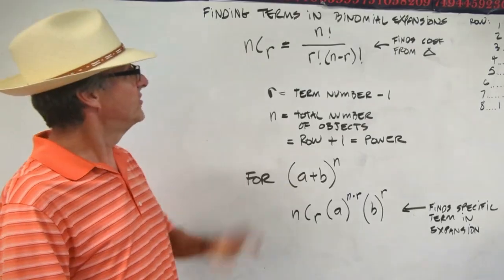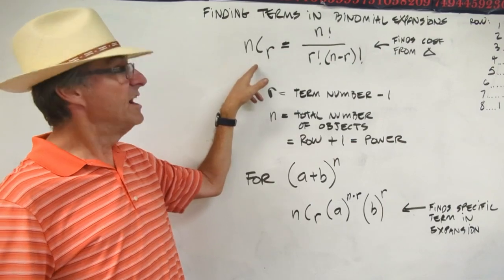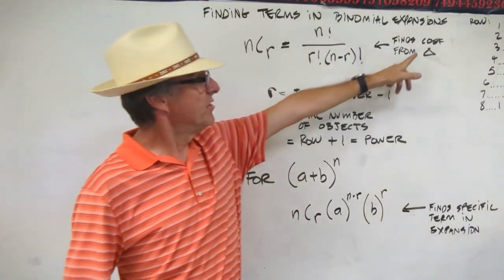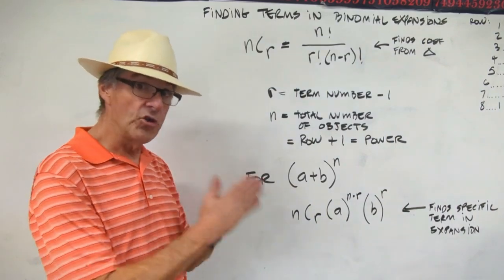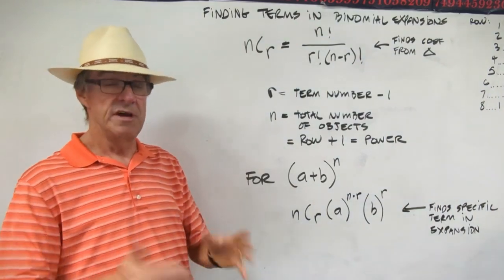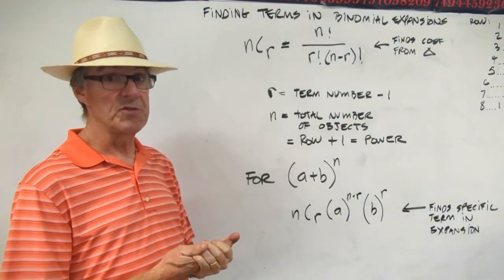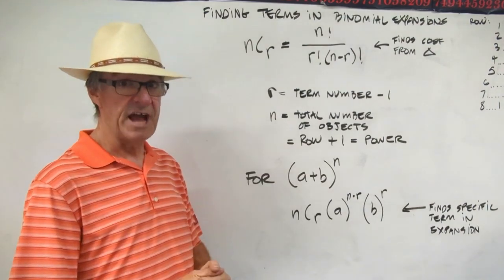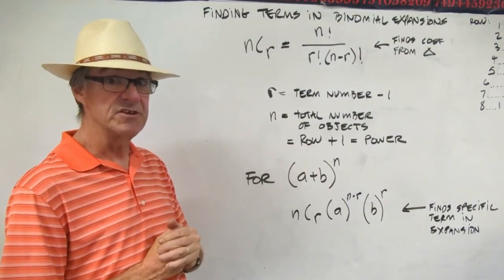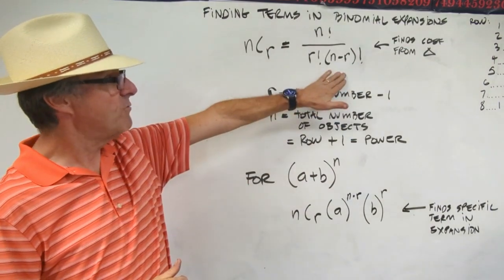So check this out. This formula you've seen before. This formula just gives you the coefficient from the triangle. Now you remember that that's not ultimately going to be the coefficient on the term because there are other numbers that end up multiplying that one. But that's a start and it's an essential part of figuring out each of the terms in a given expansion. So we've played with that one already.